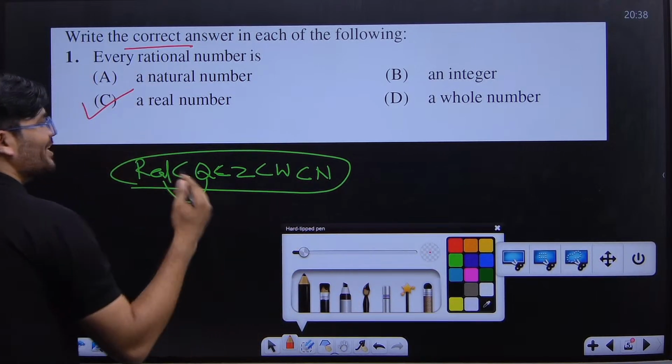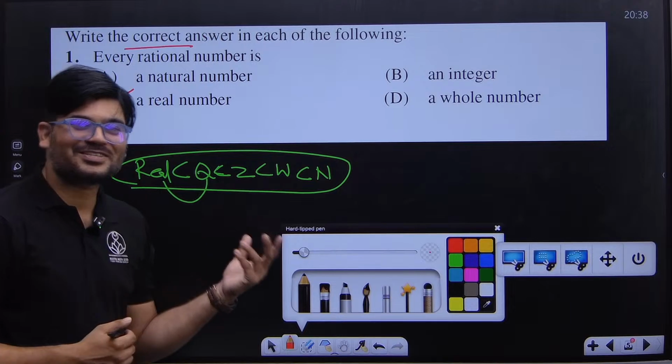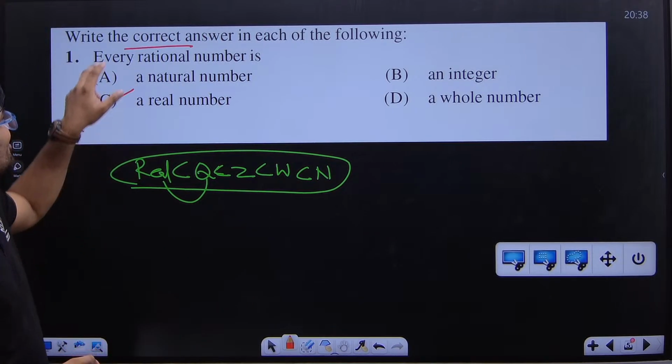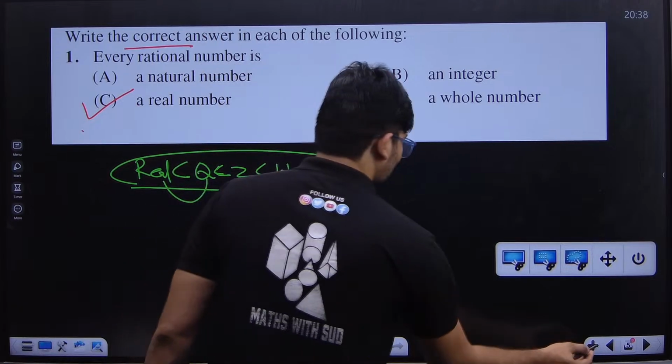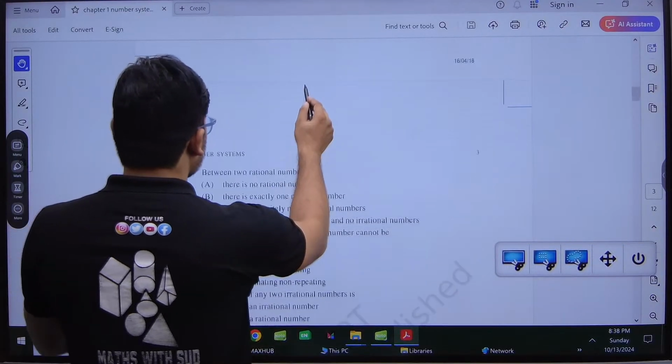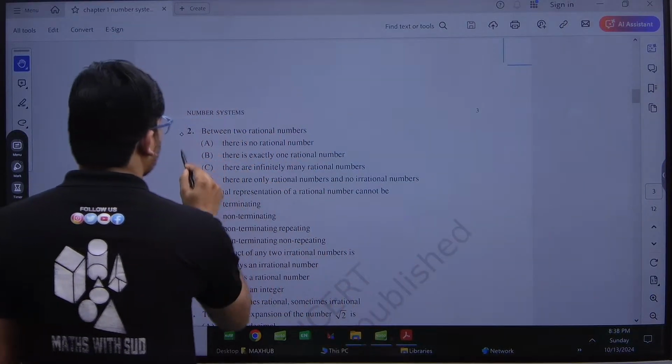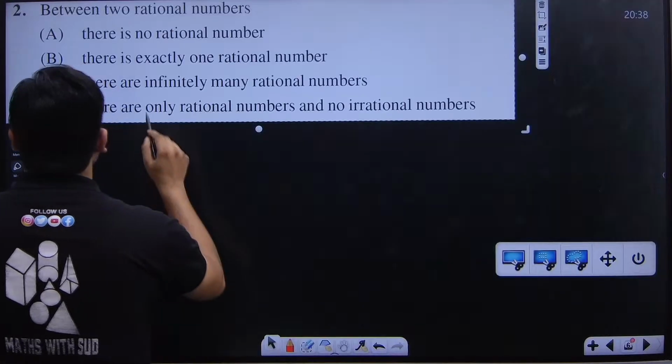I was using father and son. I should have used subset. Okay, so every rational number is a real number. Understood? It may confuse you, but once you understand the concept, now tell me a very simple question.